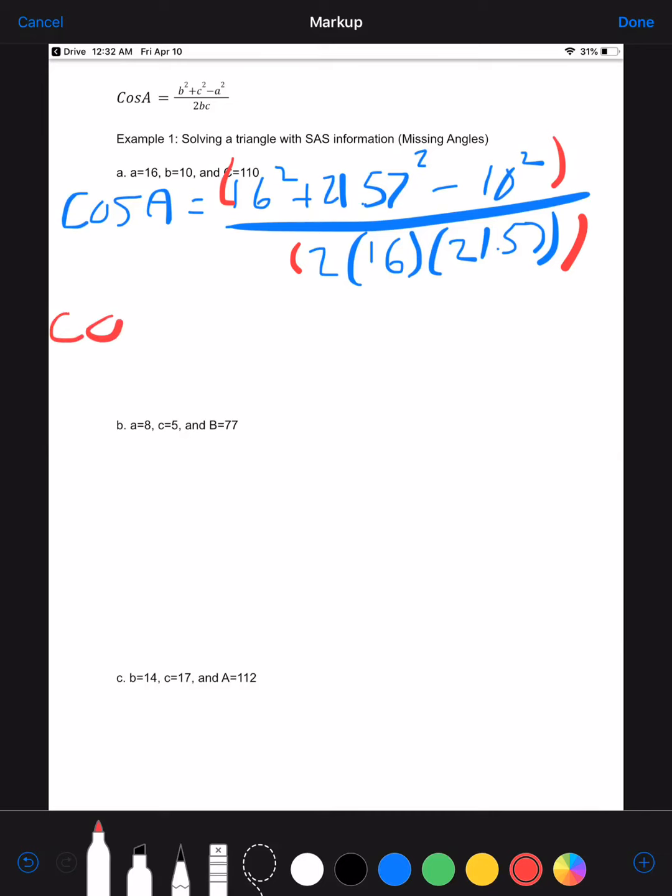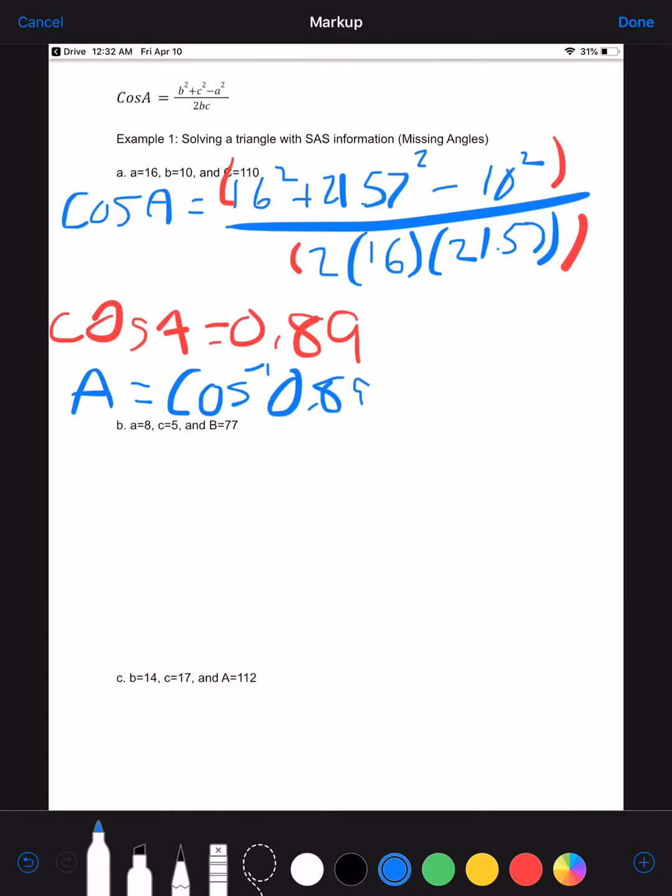So we have cosine A is equal to 0.89. Okay? To get A by itself, A is equal to the inverse cosine of 0.89. When you do this, you'll hit second cosine, then type your decimal in, hit enter, and you'll get an answer. So in this case, A is equal to 27.13.